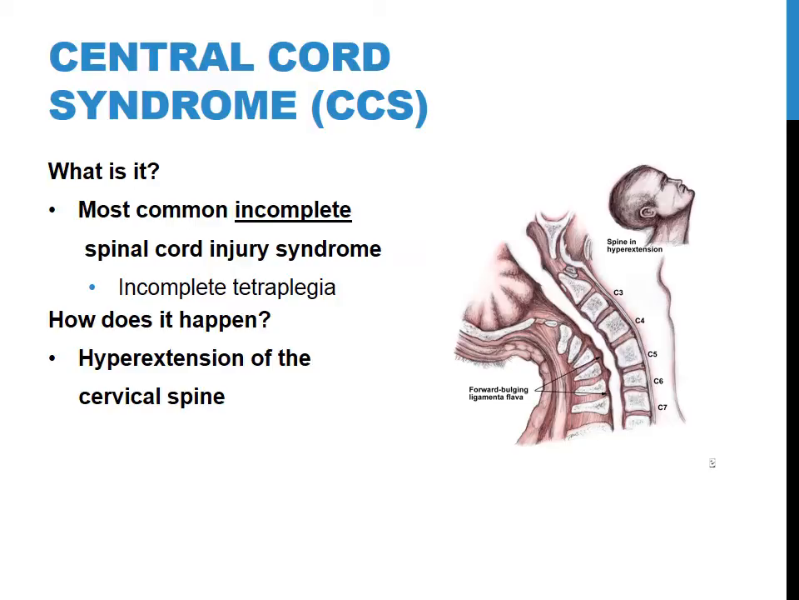And then there's also some lateral column injury or disruption in the lateral columns at the level of the injury. So how would this present?